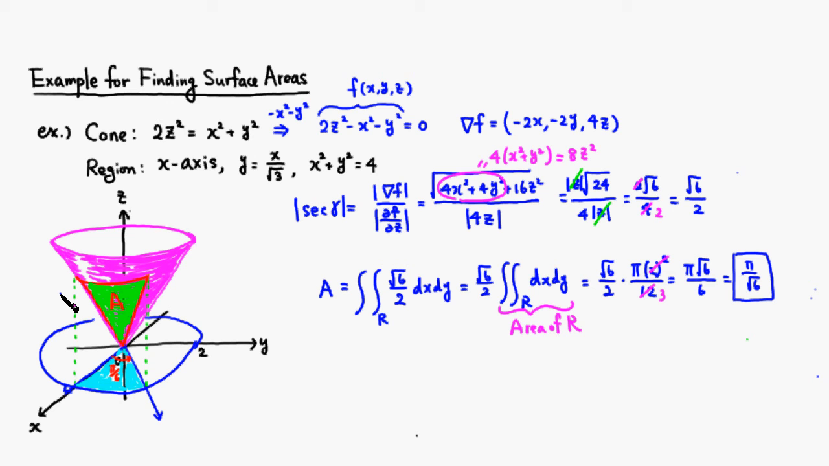So when secant of gamma comes out to be a constant, all you have to do is find the area of the projection region. This is the region on the xy plane times whatever the secant of gamma value is. If secant of gamma happens to be a function, then you would have to evaluate the double integral. But if it comes out to be a constant, all you have to do is take the secant of gamma value times the area of the region of the projection. Alright, that's it. I hope that this was clear.